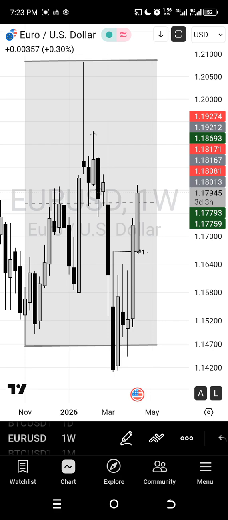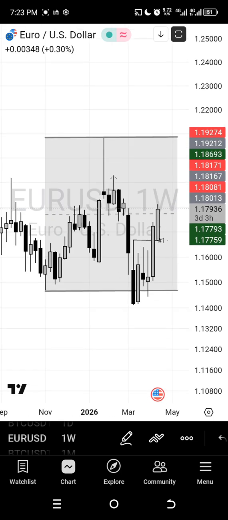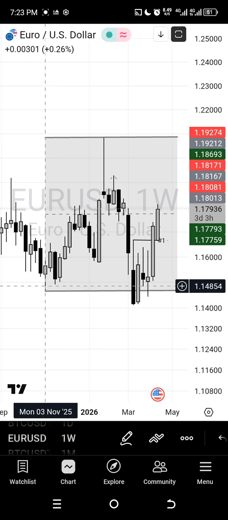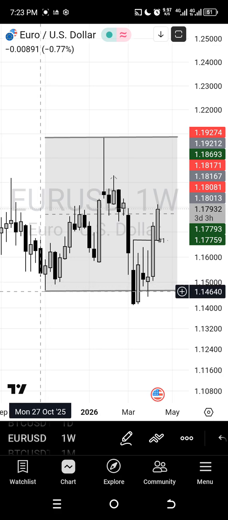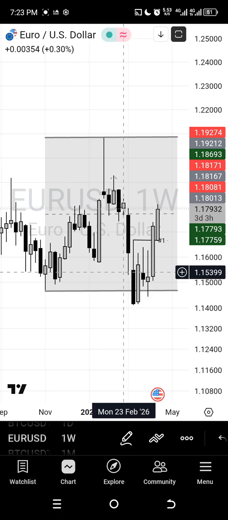On the 1 week time frame, I'm going to focus on three things. That is my higher time frame market profile, my higher time frame key level, and my higher time frame draw on liquidity. So now I can clearly see that price has been ranging. When I look left, I can see that price has been ranging starting from here until here on the 2nd March of 2026.